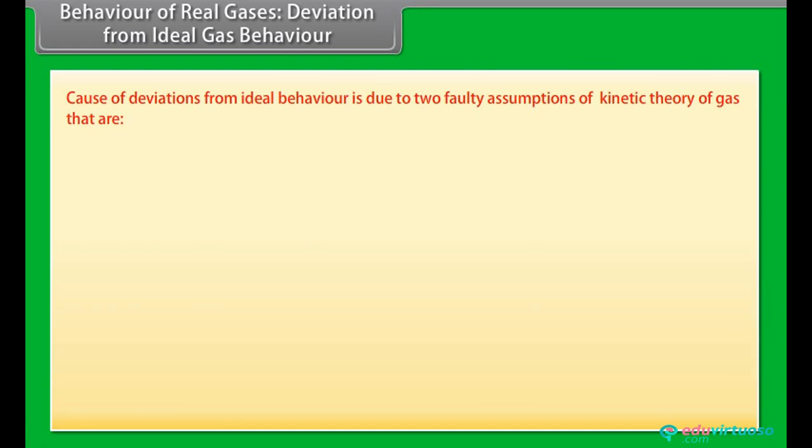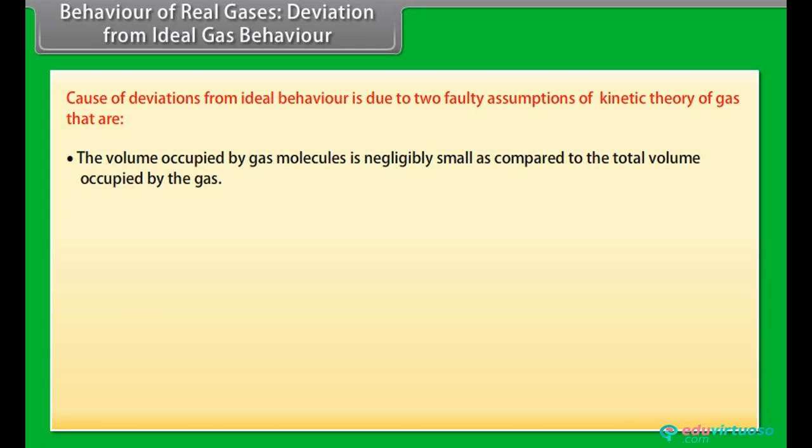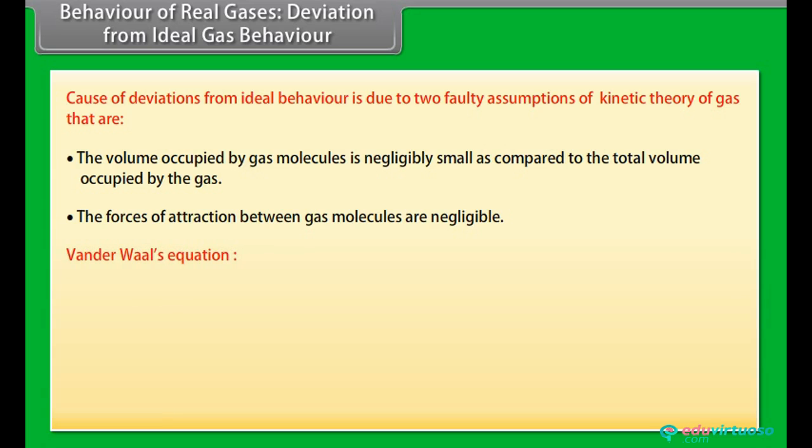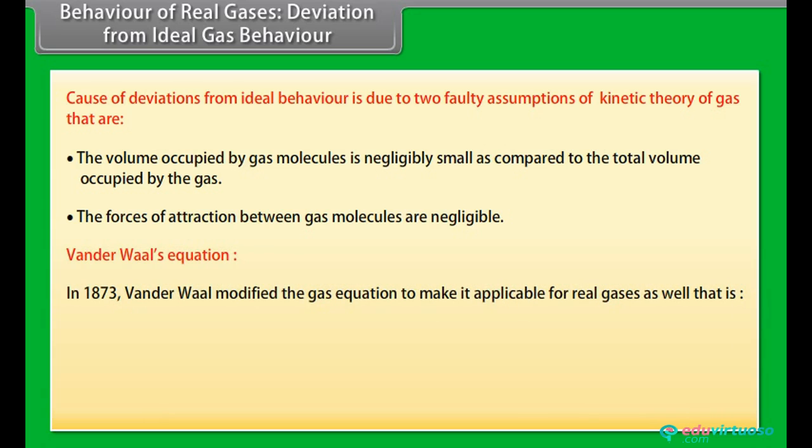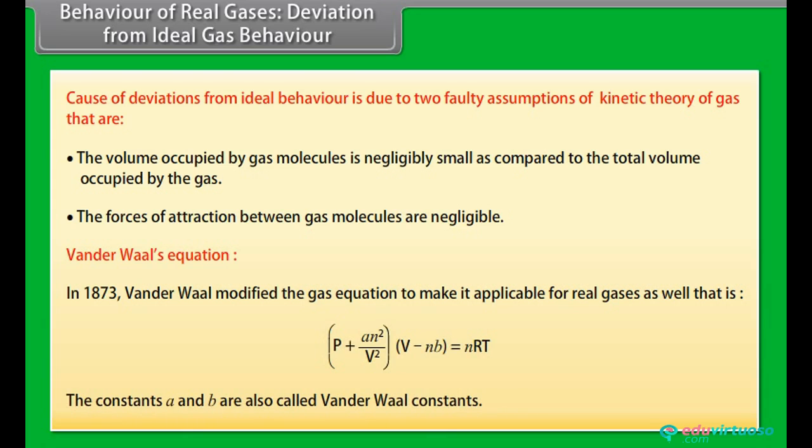The cause of deviations from ideal behavior is due to two faulty assumptions of kinetic theory of gas, that are: the volume occupied by gas molecules is negligibly small as compared to the total volume occupied by the gas, and the forces of attraction between gas molecules are negligible. Van der Waals equation. In 1873, Van der Waals modified the gas equation to make it applicable for real gases as well. That is, (P + an²/V²)(V − nb) = nRT. The constants a and b are also called Van der Waals constants.